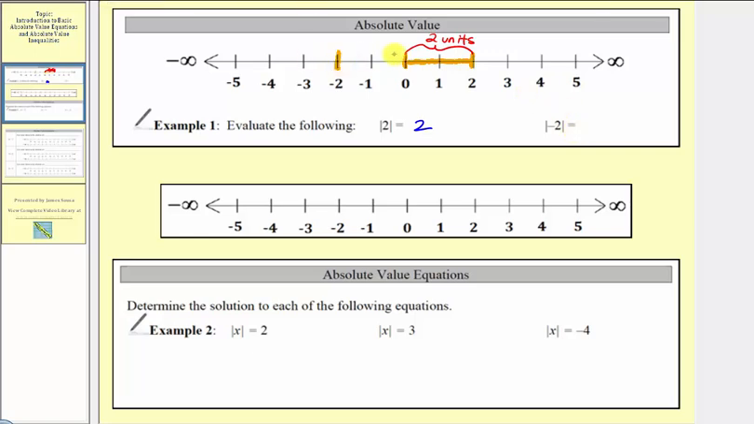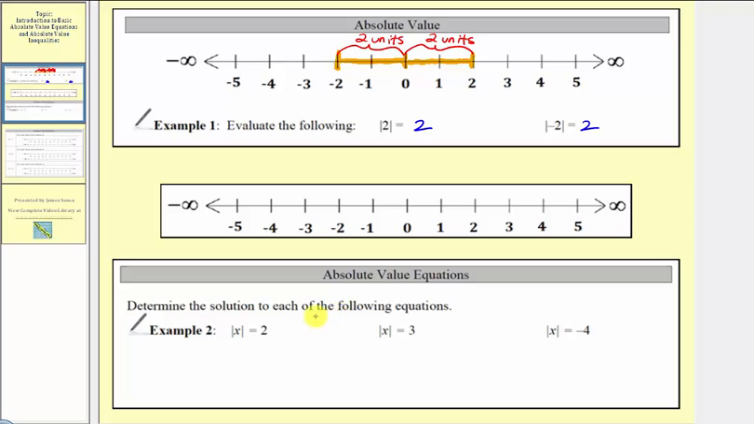Next we have the absolute value of negative 2. Well, here's negative 2 and here's 0. This distance will give us the absolute value of negative 2. And once again, notice how this distance is equal to 2 units, and therefore the absolute value of negative 2 is also positive 2.